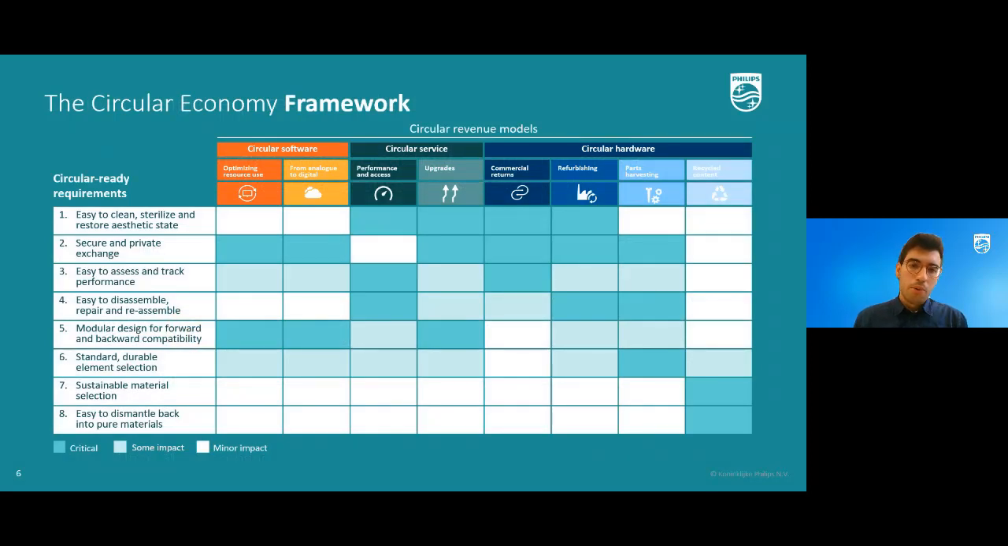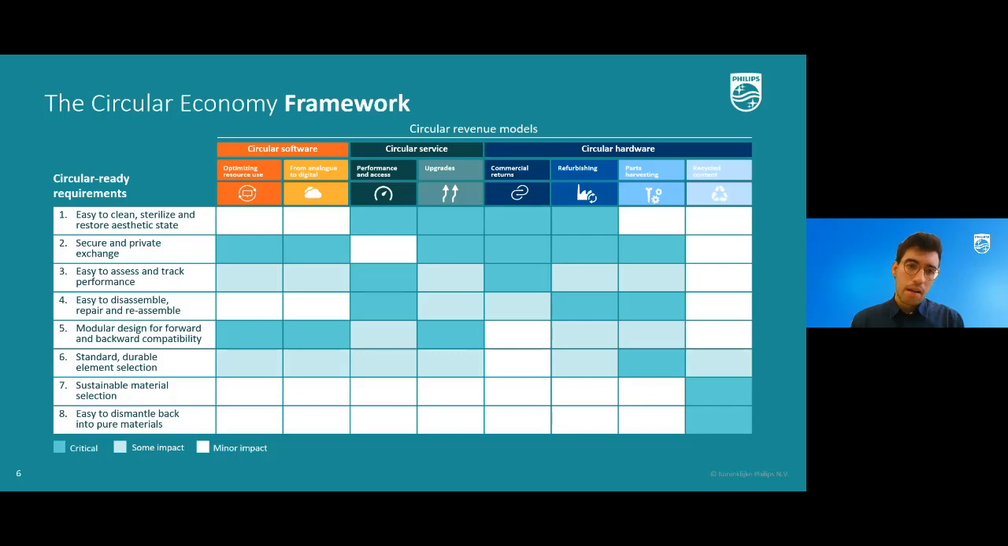So to guide our overall strategy and processes, we often refer to this high-level circular economy framework. This is a framework that was developed internally in Philips, and it's a very nice framework because it clearly and easily explains how two of the main ingredients of circular economy are connected to each other. One ingredient is business models, and the other ingredient is the design of the product. On the top part, you can see the eight main categories of what we call circular revenue models. Those are the business models that can be profitable in a circular economy. On the left, instead, you see the vertical list of what we call circular ready requirements. These are design features that are necessary to be embedded in a design to enable those revenue models.